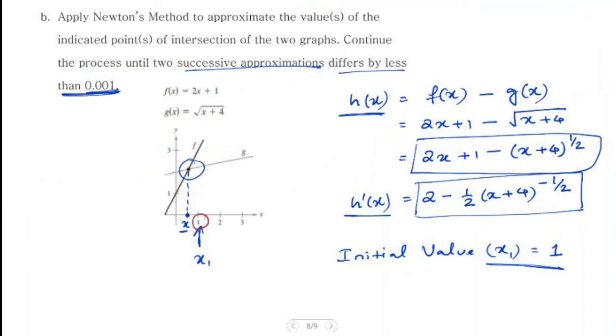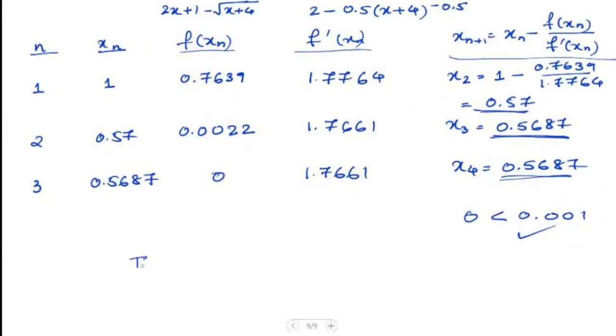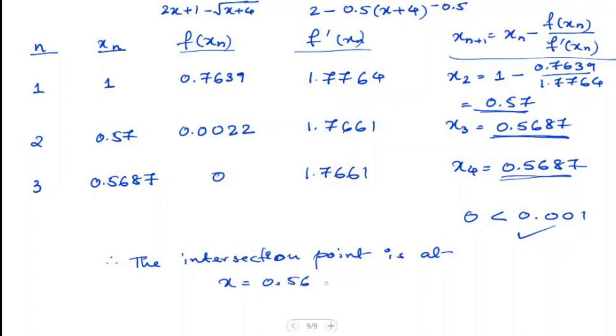How do we write it? So the intersection of the two graphs, therefore the intersection point is at x equal to 0.5687. That's the point where both the graphs are intersecting.